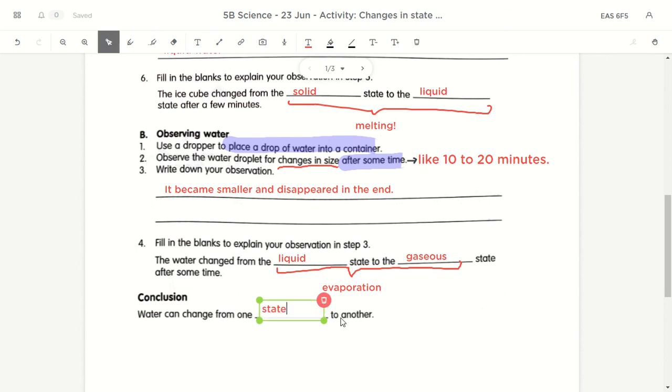All right, so it depends. Here we're talking about gaining heat, so melting is from solid to liquid, evaporation is from liquid to gaseous. We can also lose heat and freeze, which is liquid to solid. We can also lose heat and condense, gaseous to liquid. And we'll explore all these processes when we come back to school. Right? So let's go on.